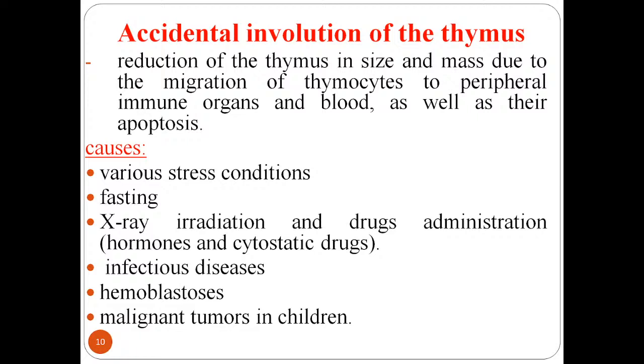Accidental involution of the thymus. This is a reduction of the thymus in size and mass due to the migration of thymocytes to peripheral immune organs and blood, as well as their apoptosis.